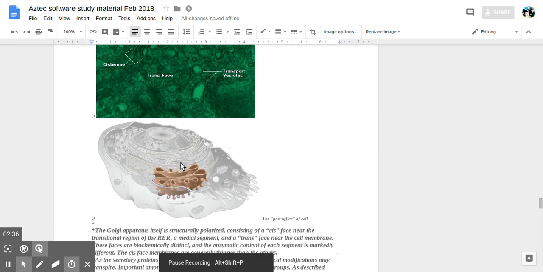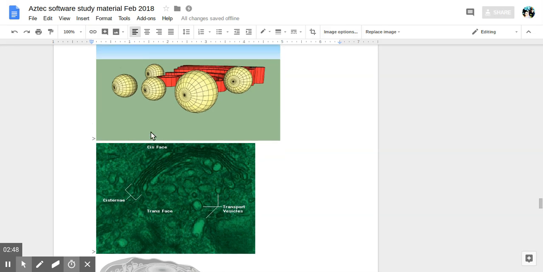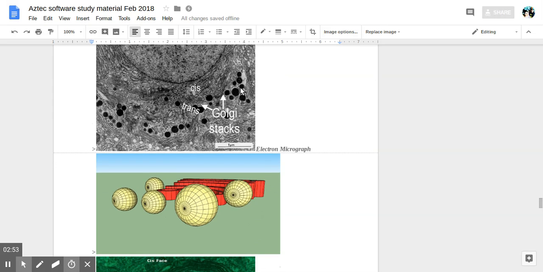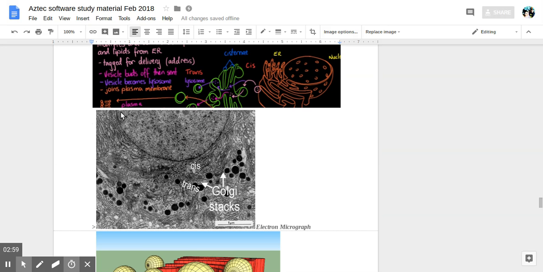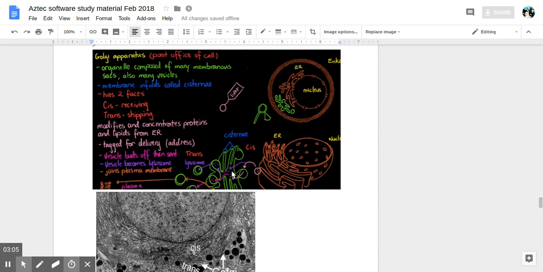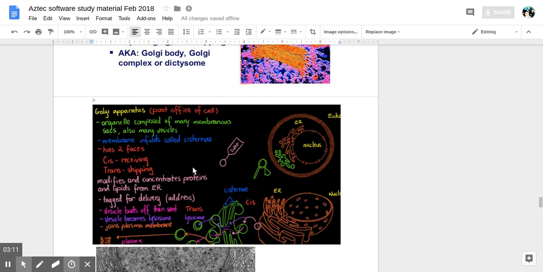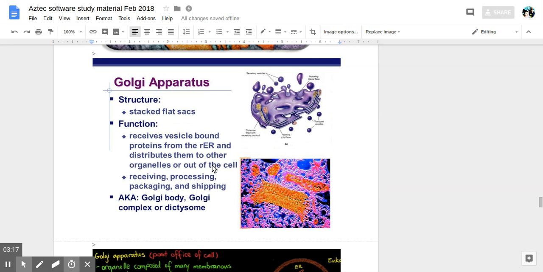So we saw with the various micrographs showing the transport vesicles, the cis and trans phase, and the folds of the Golgi apparatus, cisternae is what they're called. This is what the vesicles look like budding off of the Golgi. The stacks, and this is the nucleus, so the ER, then the Golgi with their vesicles. So it is basically a shipping center moving around molecules.